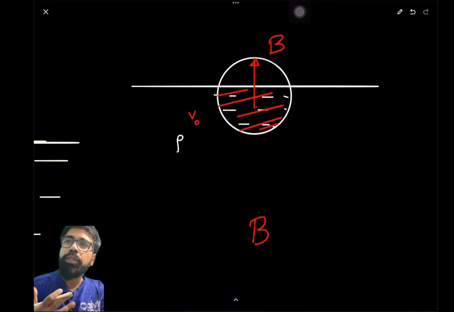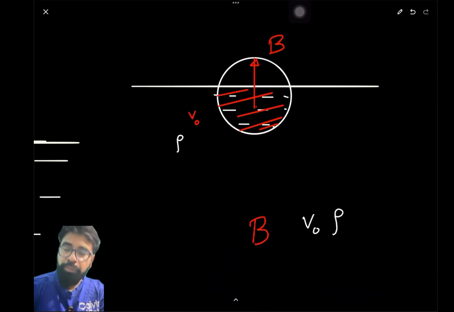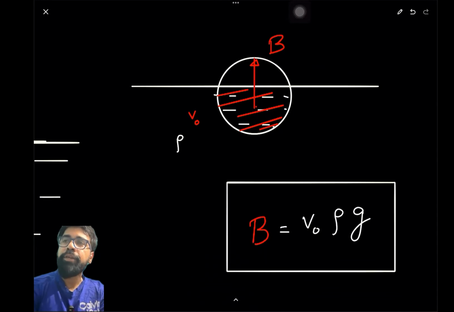So what is the total volume of the fluid that is displaced by the body? The volume that is immersed. So V naught is the volume of the body that is inside the liquid, obviously that much volume of fluid will be displaced by this body. What is the mass of the fluid displaced? Volume multiplied with the density of the fluid. And what is the weight of this fluid that is displaced by the body? Multiplied with g. This is the value of the buoyant force.